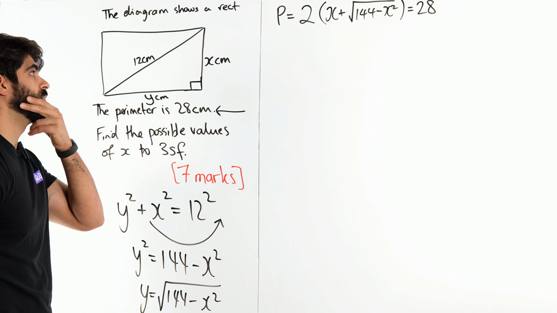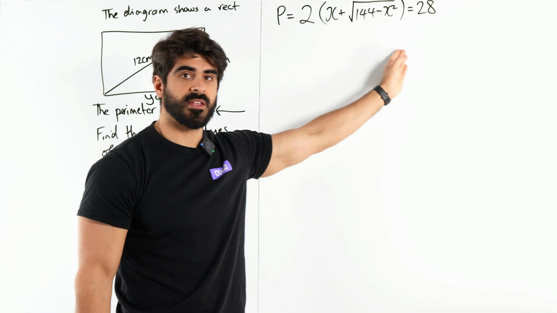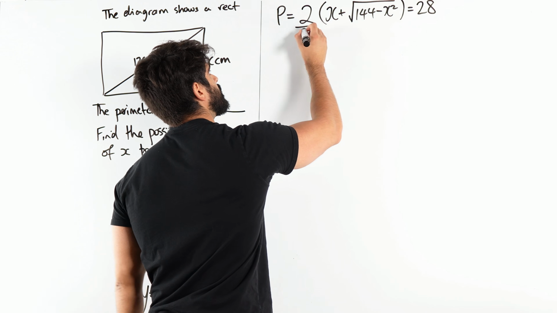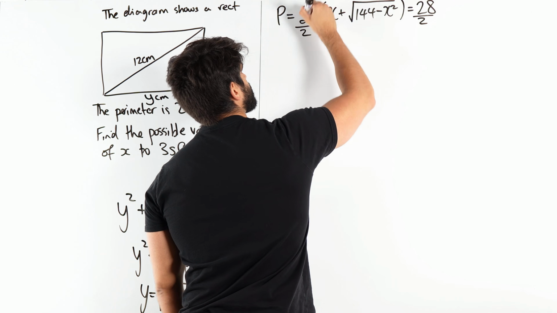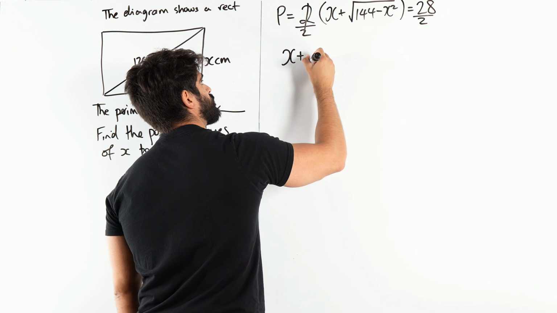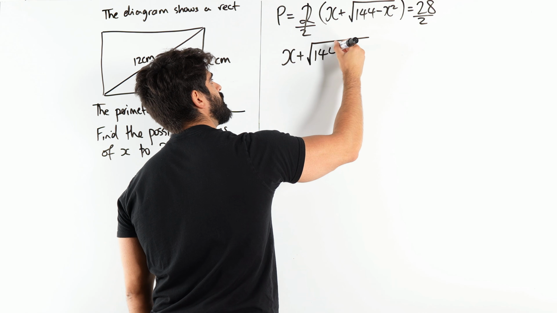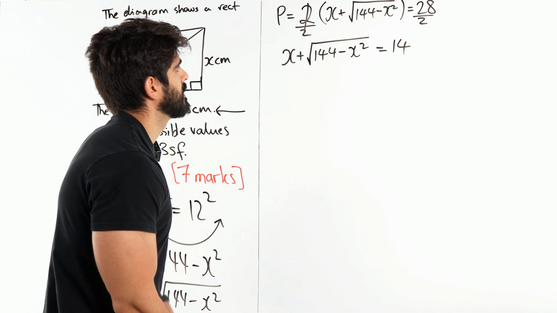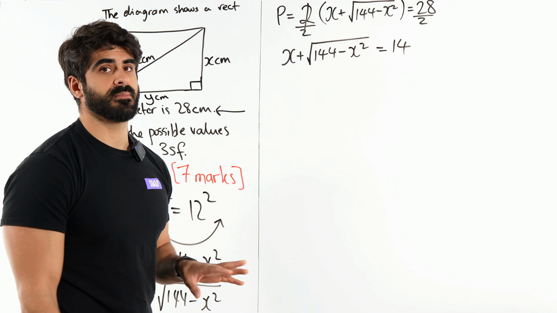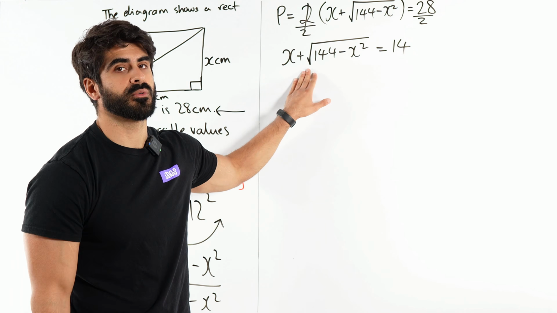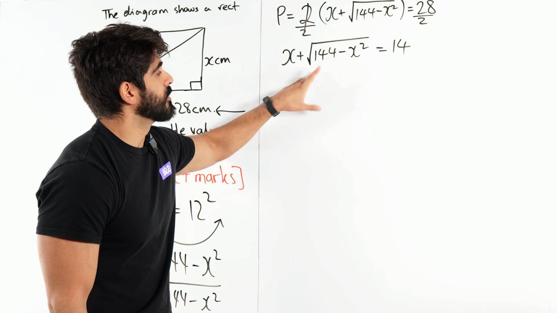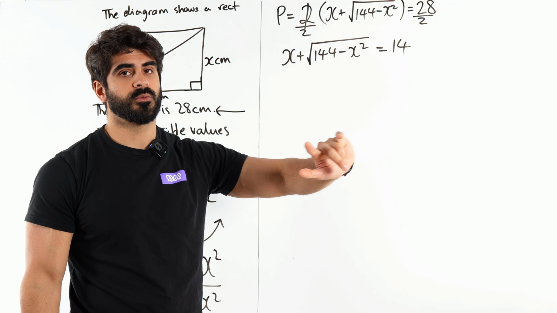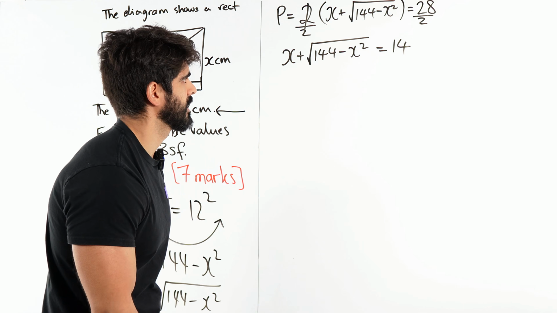Okay. Well, most students, I would say, would expand the brackets. I don't recommend that. I recommend you divide by 2 first. So we have x plus root 144 minus x squared is 14. Now the way we do this is we're going to have to square both sides because we don't like this root symbol, right? Well, you have to be careful. When you square both sides, guys, you do introduce solutions. We're going to have to check our answers at the end, and make sure they make sense.